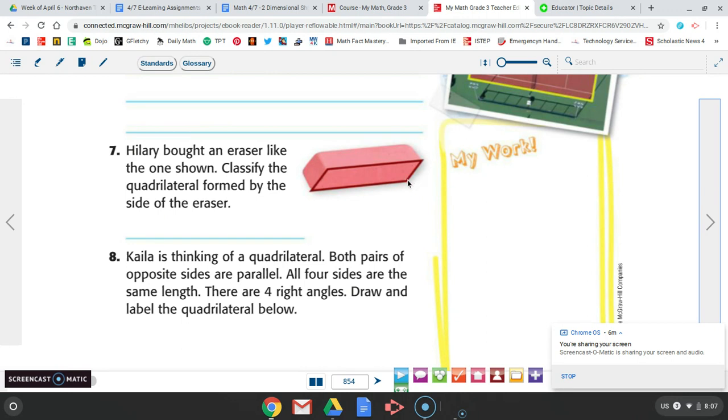But look at the corners. None of these corners are square corners, so we can't call it a rectangle. But if the opposite sides are parallel and the opposite sides have the equal length, we can call it a parallelogram. So we would write parallelogram for number 7.